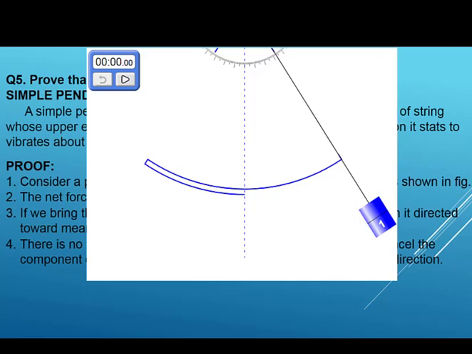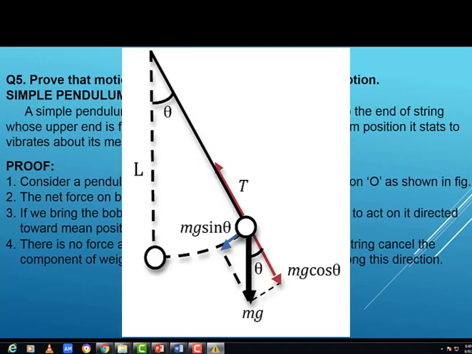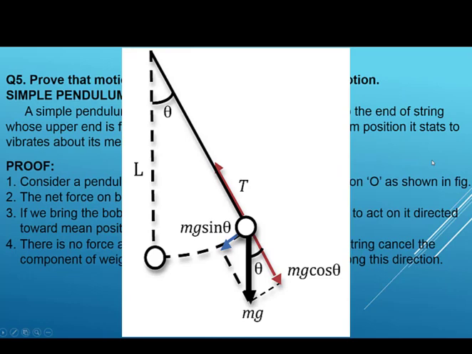If we are talking about the component of the weight, mg cos theta, that we have discussed in 9th class, we can resolve any vector into its perpendicular components. This is the year 9 class topic. So if I resolve the weight into its perpendicular components, then the component mg cos theta will be cancelled by the tension in the string.